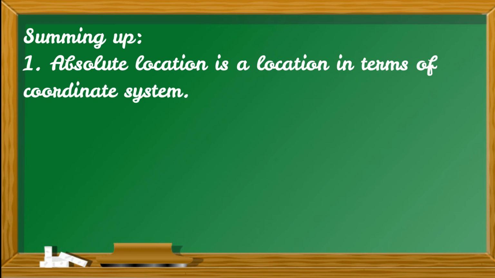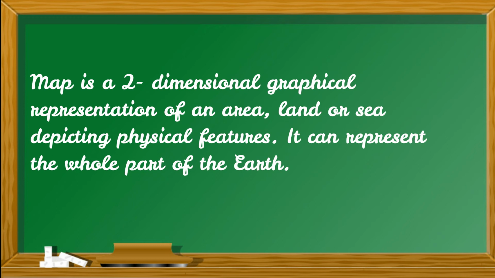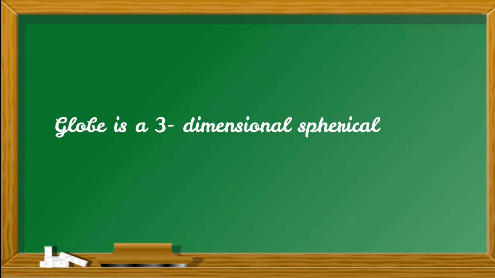Very good. Now, to sum up our today's lesson, absolute location is a location in terms of coordinate system. Map is a two-dimensional graphical representation of an area, land, or sea, depicting physical features. It can represent the whole part of the Earth. Globe is a three-dimensional spherical model of the Earth and represents the whole Earth.